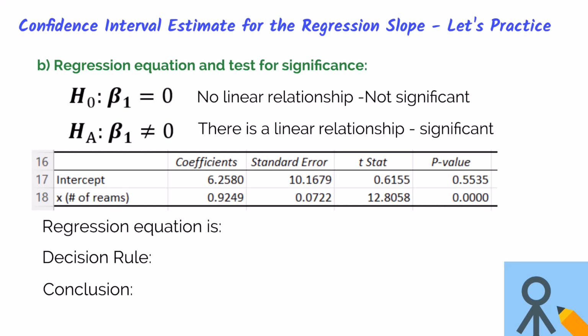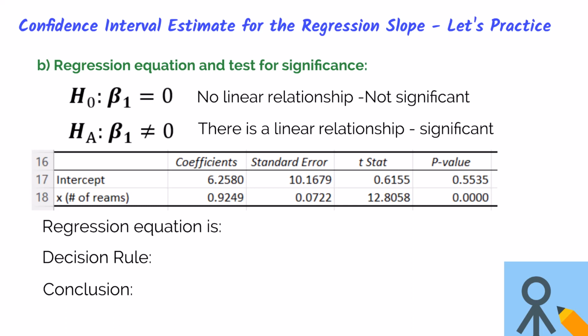So recall what the hypotheses to test whether the regression slope is significant are. First, the null hypothesis is beta sub 1 equals 0, and the alternative hypothesis is that it does not equal 0. Equal to 0 implies that there is no linear relationship or the coefficient is not significant. So vice versa, not equal to 0 means there is a linear relationship and it is significant.